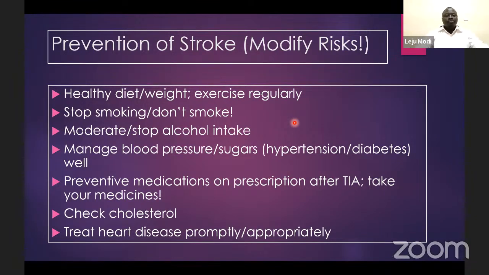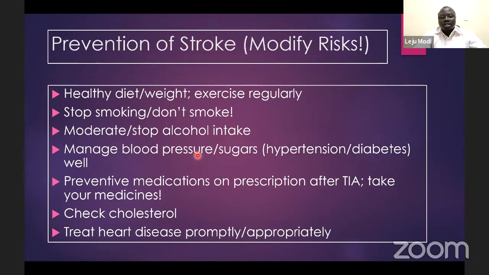And then if you smoke, actually stop it. If you have never tried it, don't even try, because we have seen the high risk smoke poses for stroke. Moderating or actually stopping alcohol intake is very important. Manage blood pressure and blood sugars, that is hypertension and diabetes, very well, so that they are controlled and the risks of stroke are reduced.